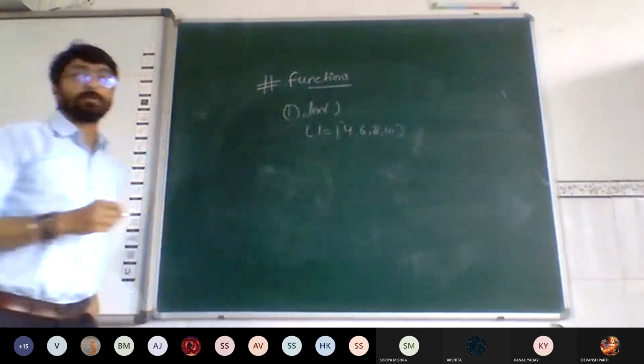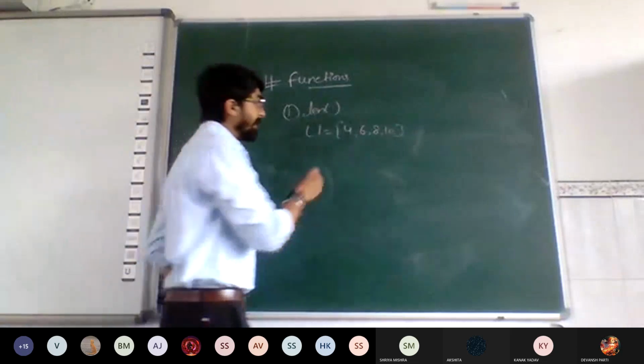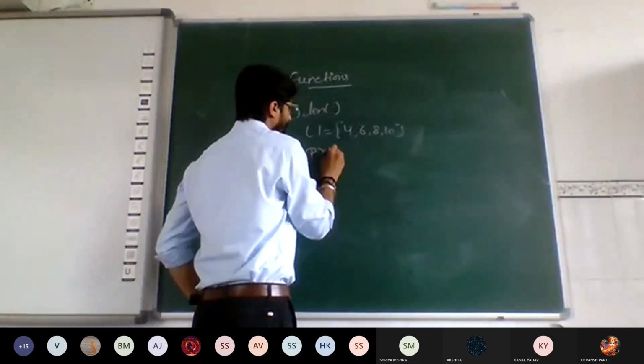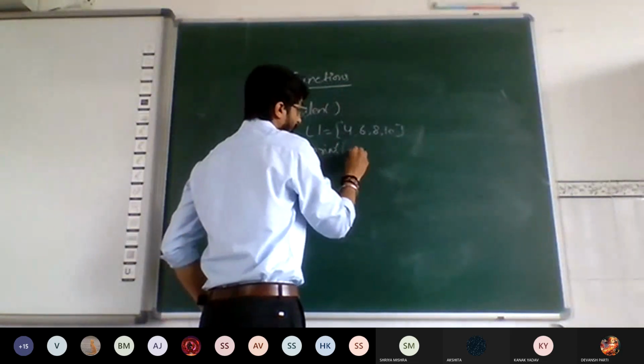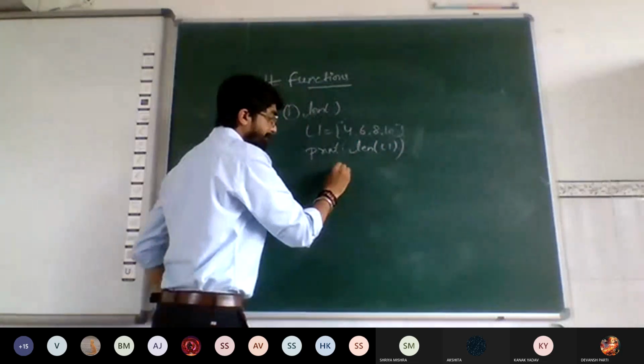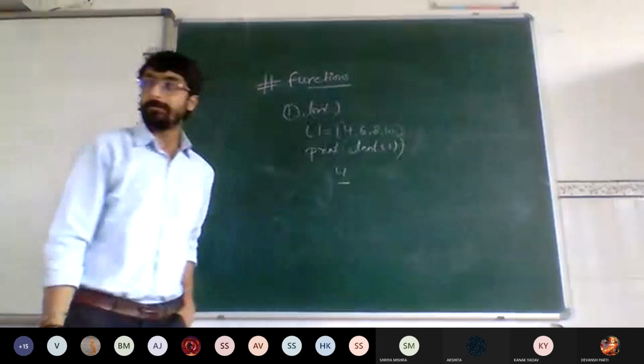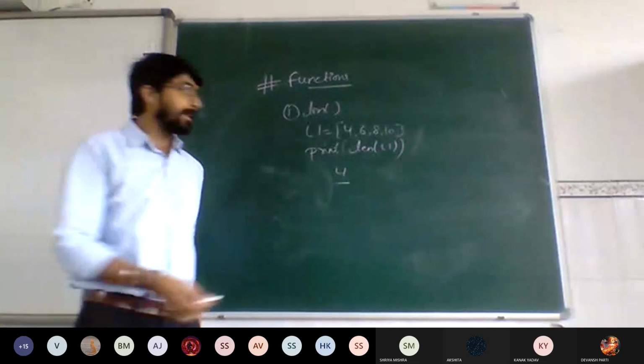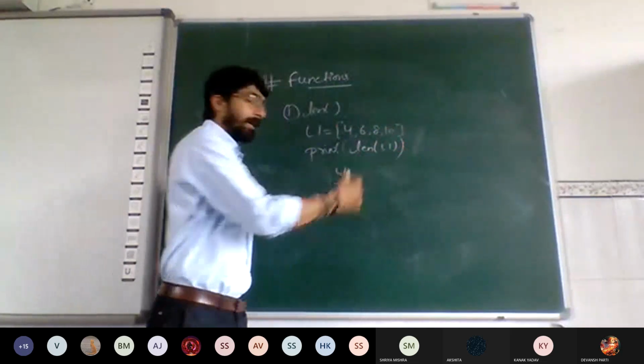So we have a list element that is 4, 6, 8, 10, right? What if I print the length of element? It will print me 4. How many elements are there in the list? 1, 2, 3, 4. It will print 4.